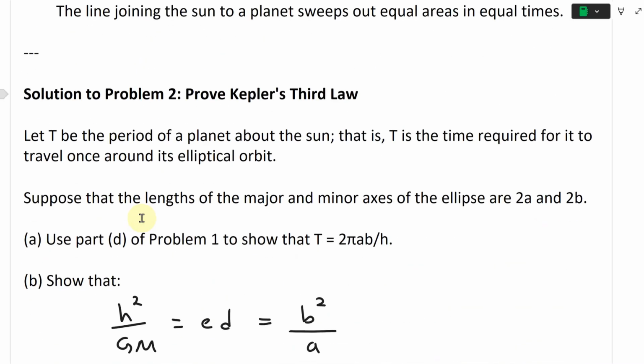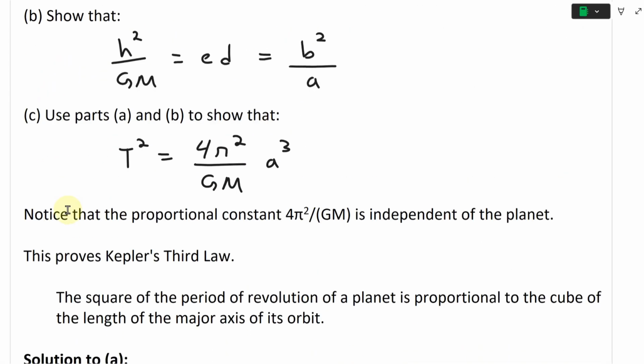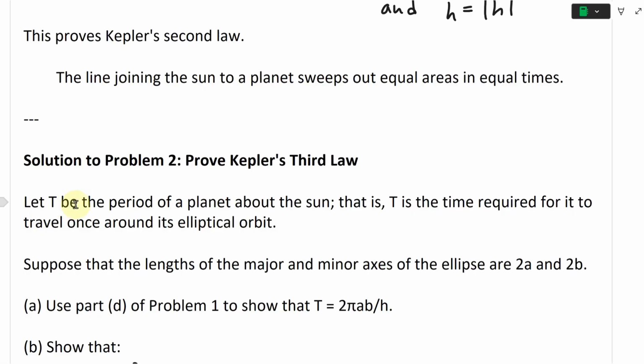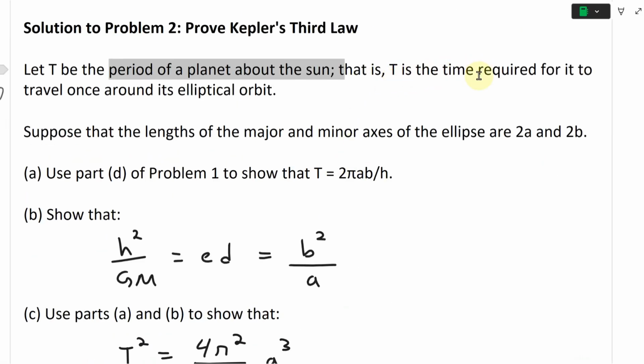All right, so now let's take a look at the solution to part 2. And this one we're asked to prove Kepler's third law. All right, so let's read this out again, then go over parts A, B, and C. So let T be the period of a planet about the sun. That is, T is the time required for it to travel once around its elliptical orbit.